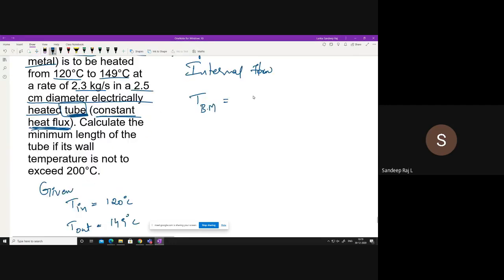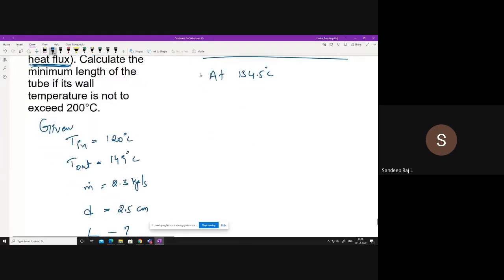So using this, you can find out the bulk mean temperature. The bulk mean temperature will be like 120 plus 149 by 2. So somebody please calculate and tell me what is this value. 134.5 degrees centigrade. That is the bulk mean temperature. So at 134.5 degrees centigrade, you have to take the properties that are required for you here.